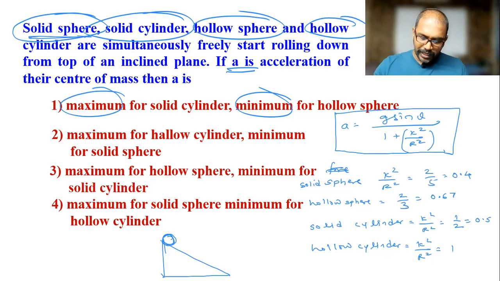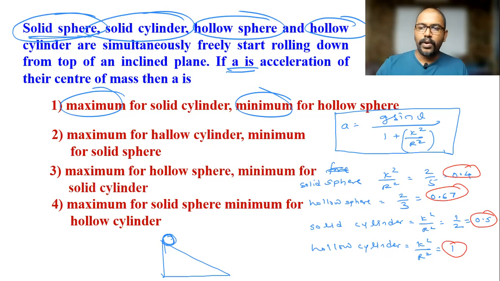Now we have to decide which one is greater. So these are 0.4, 0.67, 0.5 and 1. So 1 is the greatest, which means it is greatest for the hollow cylinder. If I substitute a larger value of k square by r square, then obviously acceleration decreases. So we get minimum acceleration for the hollow cylinder.